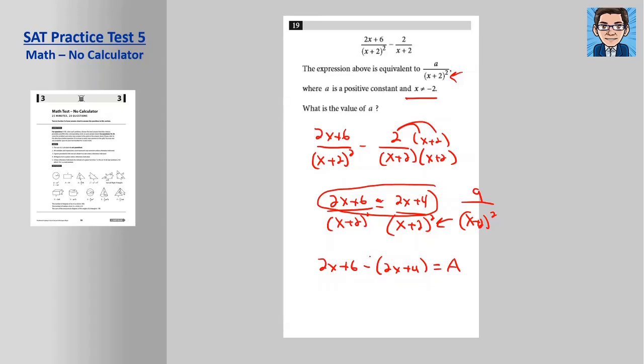So when we do this minus, we have to make sure that we're subtracting both things. So it's 2x plus 6 minus 2x, and here's a mistake some people make, not plus 4, but minus 4. The minus applies to both the things in parentheses, so we need a minus 4. Then the 2x and minus 2x cancel out. 6 minus 4 is 2, and we get a equals 2 for our answer.